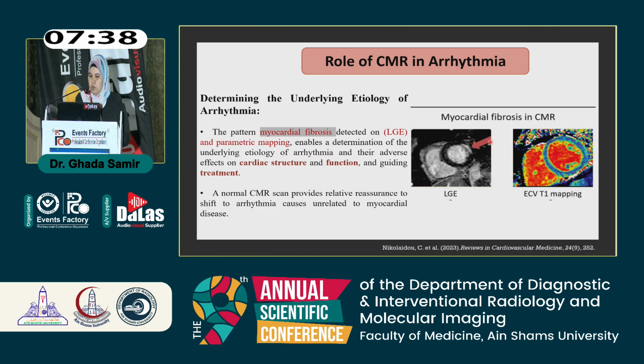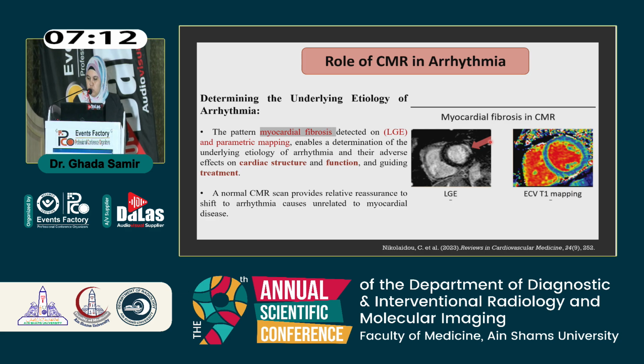First of all, the role of MRI in arrhythmia is important in determining the etiology of the arrhythmia, because the regional or diffuse pattern of myocardial fibrosis detected by late gadolinium enhancement, or even very early fibrosis detected by T1 parametric mapping, enables us to determine which type of arrhythmia is seen in the myocardium. It can also detect the adverse effect on cardiac function or cardiac structure to guide planning.